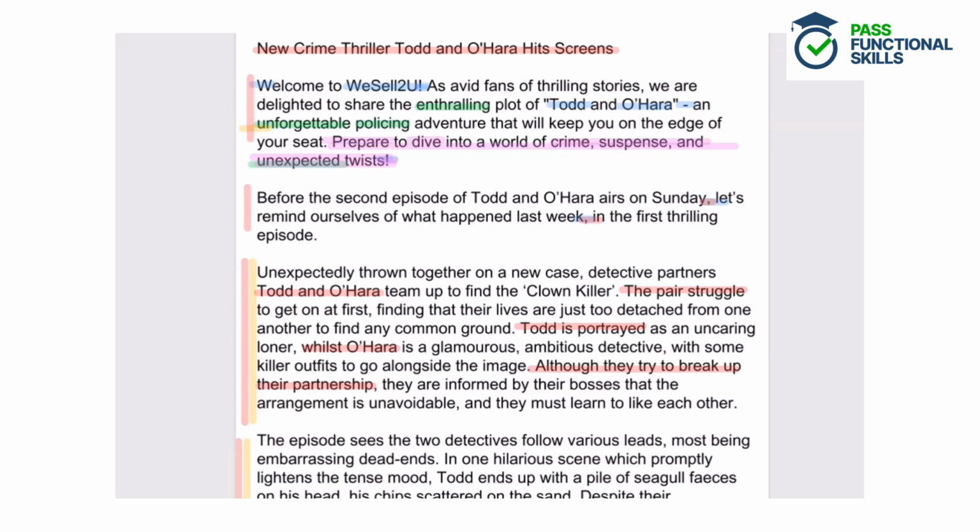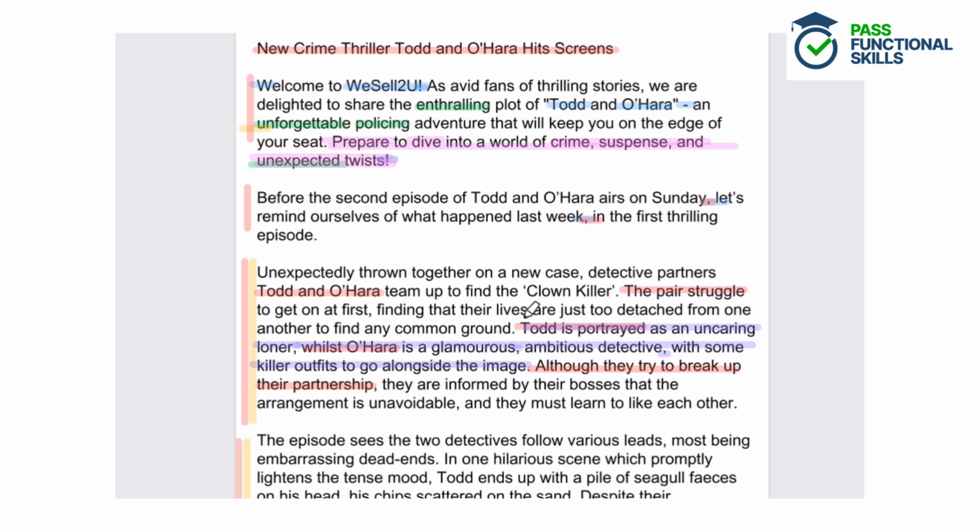The final piece of criteria that you'll be marked on is using complex sentences. So complex sentences are sentences that have multiple clauses, so lots of different parts, that are separated by commas or other punctuation, and they link different ideas together. So for example, in this last paragraph here, in this paragraph three, sorry, in the last two sentences, we have some complex sentences here. "Todd is portrayed as an uncaring loner, whilst O'Hara is a glamorous, ambitious detective with some killer outfits to go alongside the image." So here we've talked about Todd at the start, and then we've introduced a new idea by saying O'Hara is glamorous, ambitious, and has killer outfits. So lots of different ideas being connected with commas here.